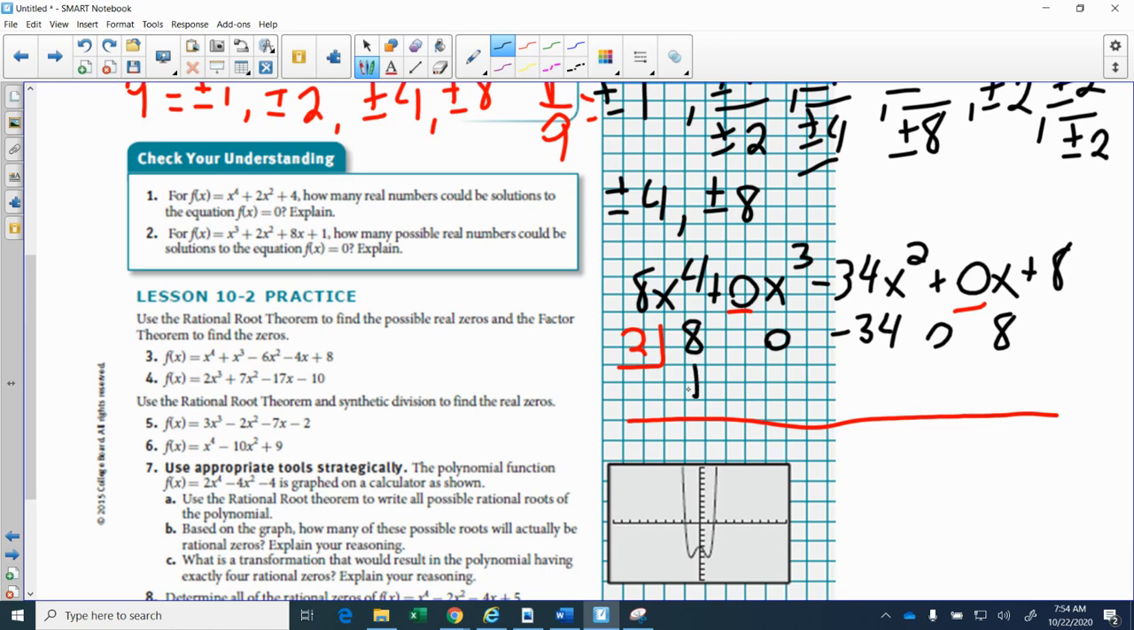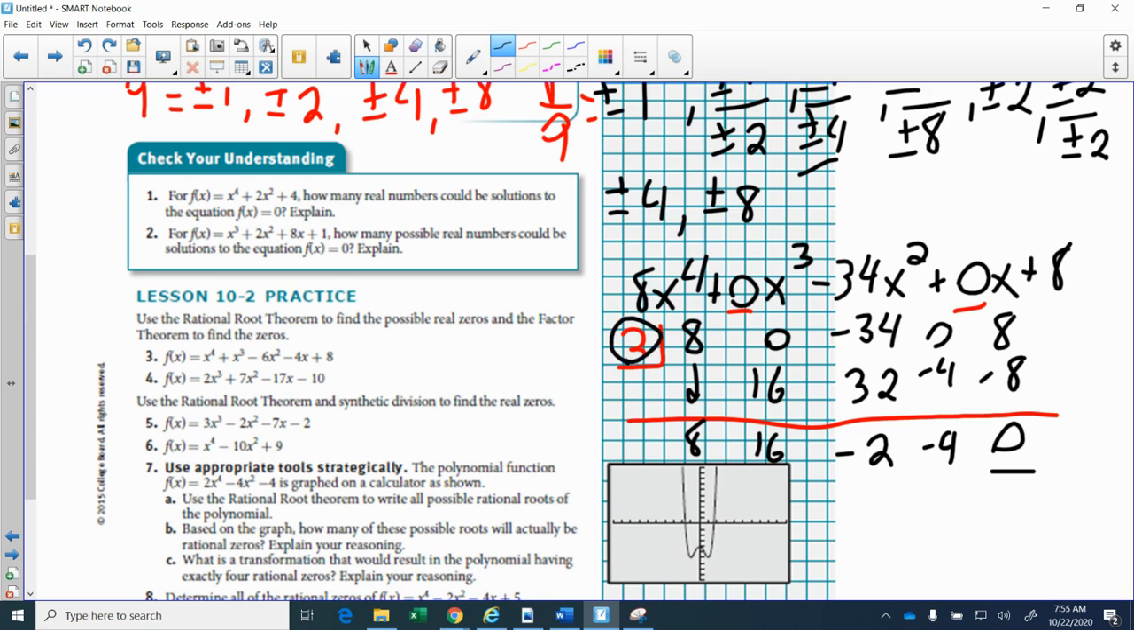How synthetic division works is we always carry the first number, and then it becomes multiplication, then addition. So 2 times 8 is 16. I add those values to get positive 16. 2 times 16 is 32. Add those values to get negative 2. 2 times negative 2 is negative 4. Add those values, we get negative 4. 2 times negative 4 is negative 8, and I get a 0 at the end. Notice how I get a remainder of 0. That tells me that 2 has to be a 0 of the function.